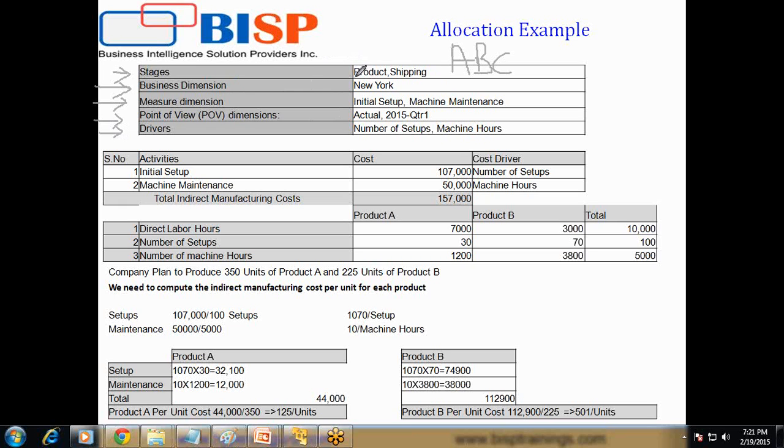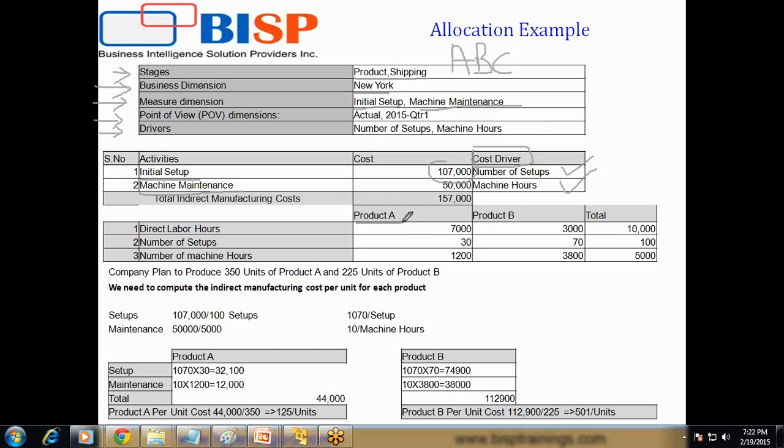So in this example, the stages are product and shipping. My business dimension is New York, and the measures or your facts are initial setup and machine maintenance. Let's see how this works. I would like to find out the profitability of my different products A and B, and we'd like to see allocation. So in this example, we took two activities, initial setup and machine maintenance. There's a number for initial setup and machine maintenance. Make a note here, the cost drivers are number of setups and machine hours. So we divide by the cost driver to find the unit cost.